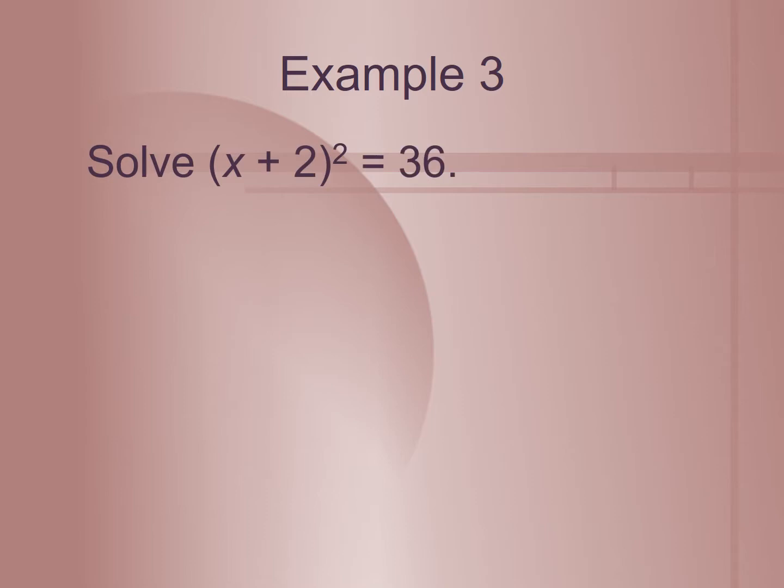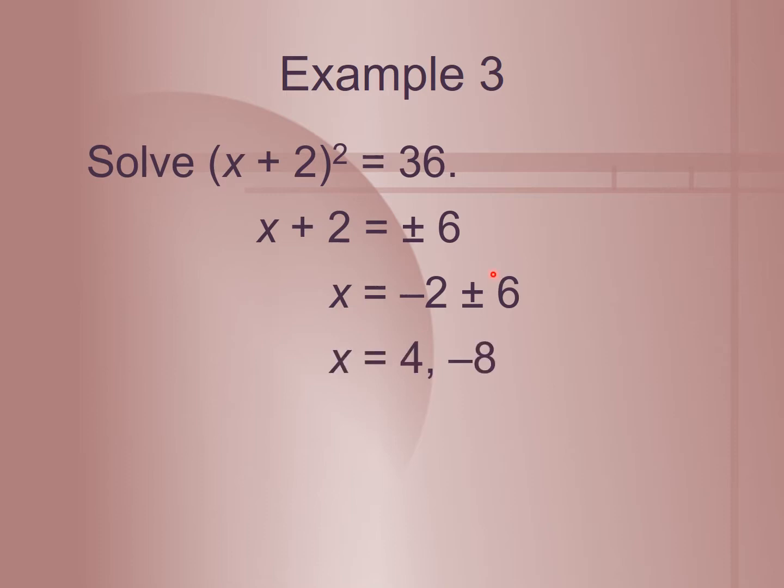Now, x plus 2 squared equals 36. Notice that the x plus 2 is inside the square, so this is one thing that's being squared. So we can go ahead and square root both sides. And the square root of 36 is plus or minus 6. So we have x plus 2 is equal to plus or minus 6. When we solve for x, we're going to subtract 2. So now we have negative 2 plus or minus 6, which equals x, which means we have two solutions. We can either do negative 2 plus 6, which gives us 4, or we can do negative 2 minus 6, which gives us negative 8. So we end up with two solutions.